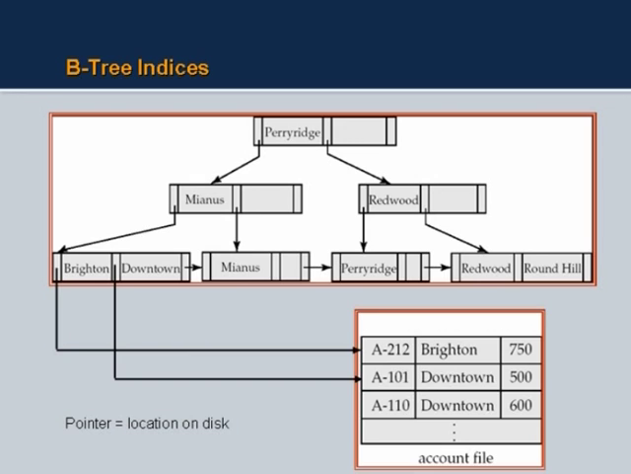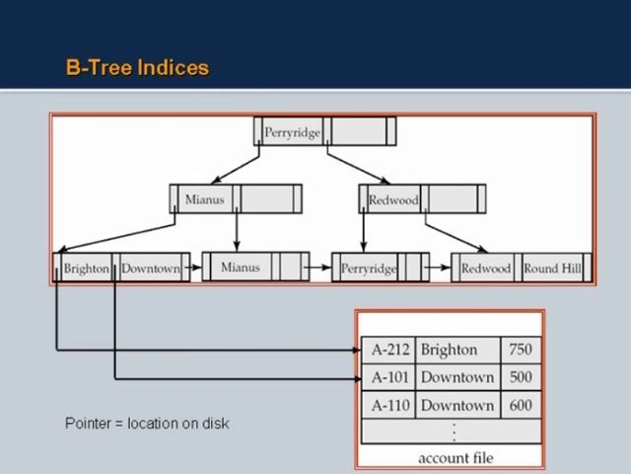So this is the idea of a B tree. So you can quickly go down the tree and find information with a few disk accesses. You don't have to search through the entire file. I assume this is sorted in the same order as this, but if it's not, it's not a big deal.